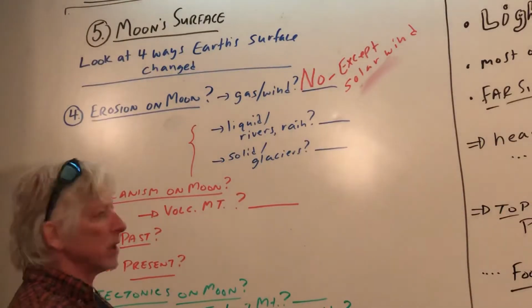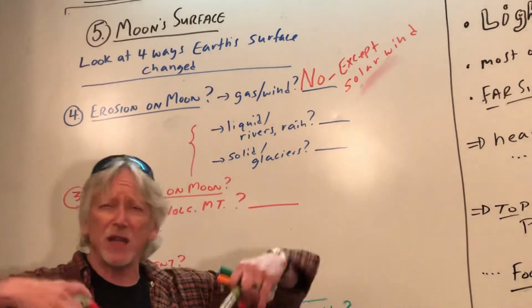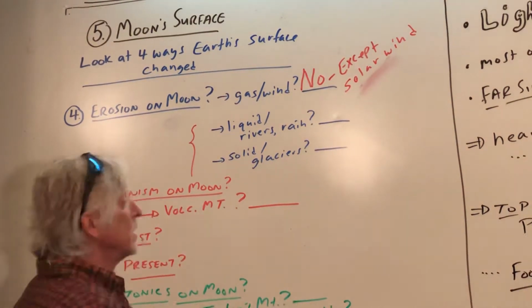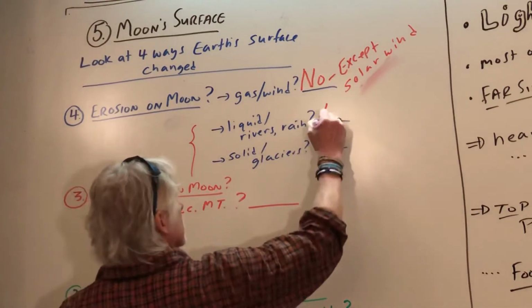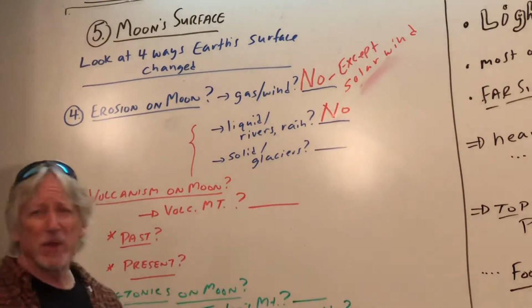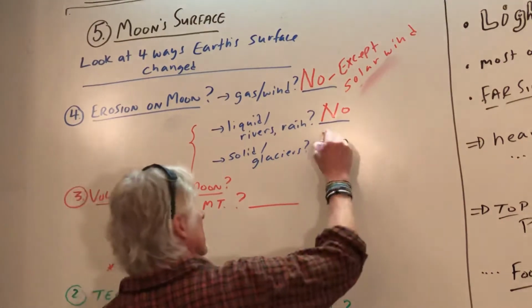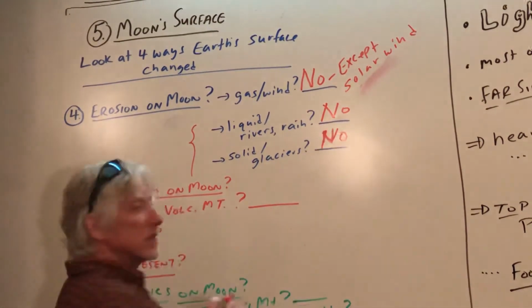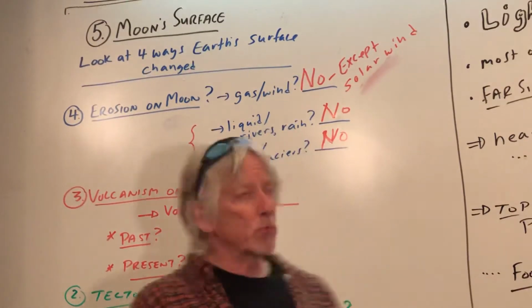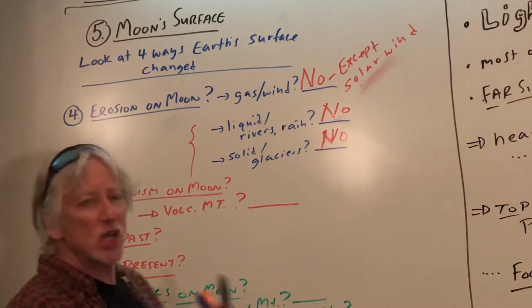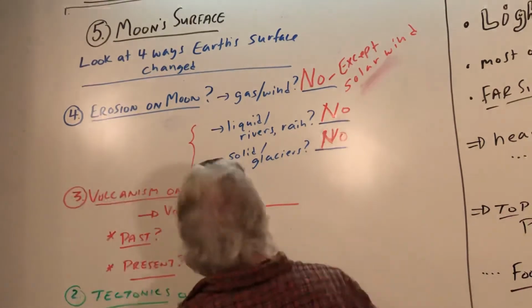Any liquid, rivers, any rain? No, we don't even have an atmosphere, and there's no liquid; the water would vaporize, etc. So no, and I'll talk about that a little bit. Any glaciers, any solid? No erosion. So things stay as they are pretty much, right? They haven't changed much. A little erosion from solar wind.